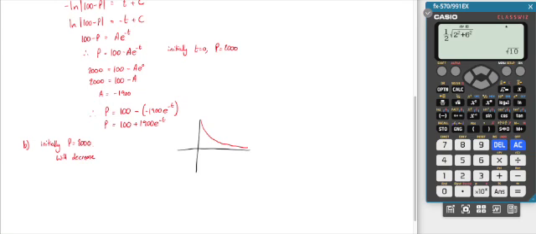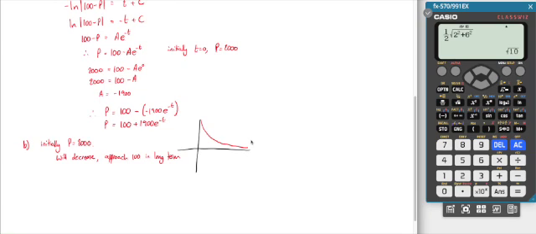And then we know as t gets massive, e to the minus t gets really, really small, almost zero. So this 1900 e to the minus t is going to disappear, and we are going to approach 100 in the long term. I've put the word 100 in there. Okay, so the limit is 100. It's got an asymptote at y equals 100.